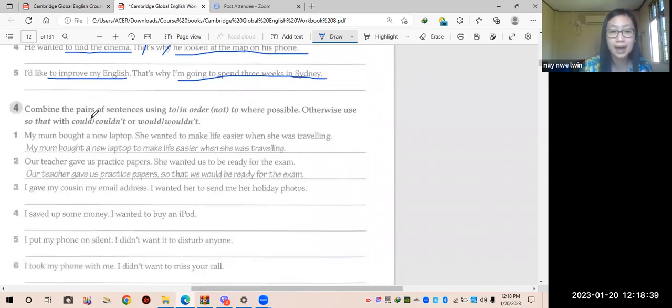Combine the pair of sentences. Again, you have to combine the 2 sentences into 1 sentence by using to, in order to, or in order not to where possible. Otherwise, you can also use so that with could, couldn't, or would, wouldn't. So whatever you can use could or would, right? So number 1 and 2 have been done as examples.